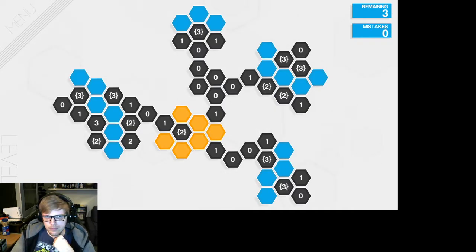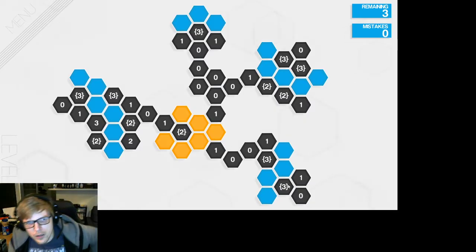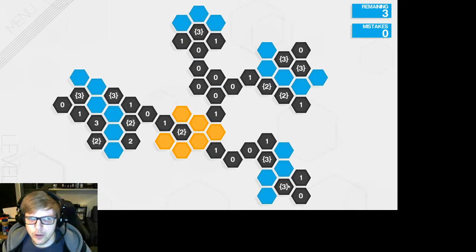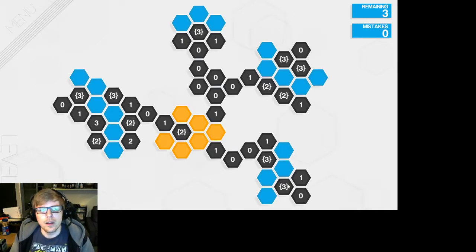Okay. So now we're in a position that looks a little tricky. And there's a few different ways you can look at it, and I'm going to demonstrate both different ways that you can think about looking at this. So, let's start with this 1. This 1 tells us that either this hex is blue or this hex is blue.